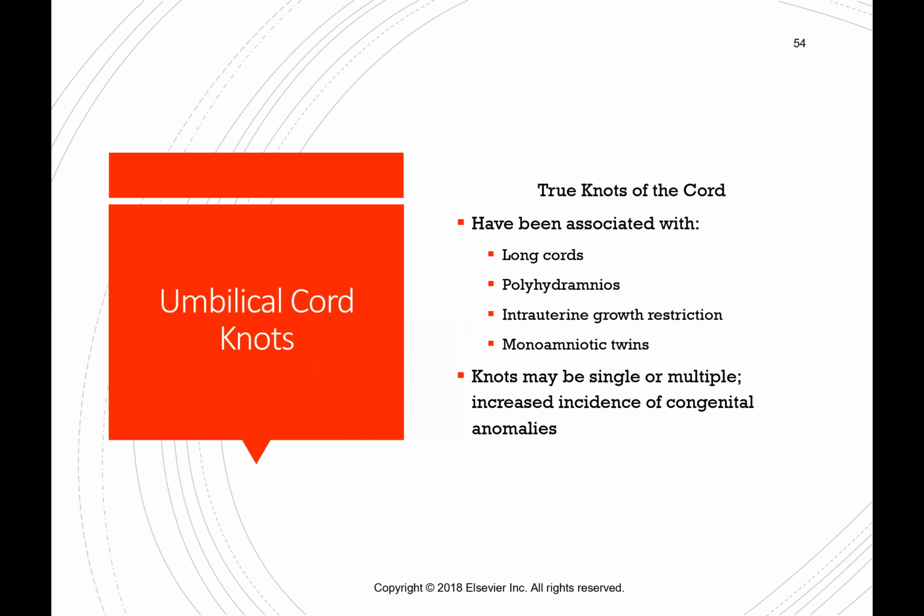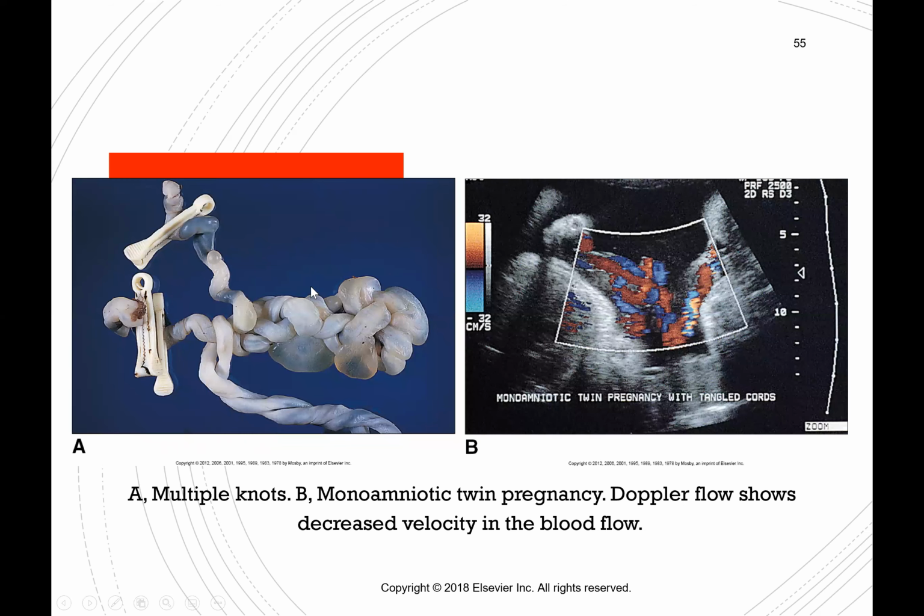True knots of the cord have been associated with long cords, polyhydramnios, intrauterine growth restriction, and monoamniotic twins, where there's no sac separating the twins, so they're just all up in each other's business. Knots may be single or multiple, with increased incidence of congenital anomalies. And this is what a knot looks like. Isn't that crazy? On ultrasound, what you're going to see is just a bunch of cord that is all knotted together, basically.